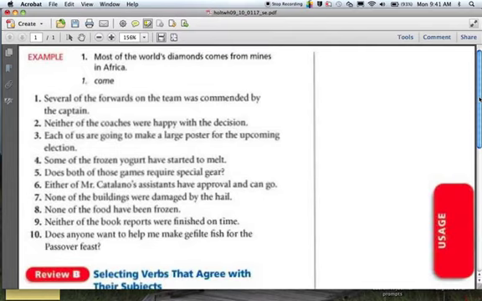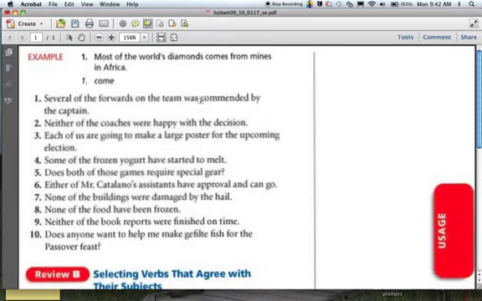You need to find the subject and the verb and see if they agree. If they do agree, write a C for correct. If they do not agree, change the verb. Remember, you're always changing the verb. The subject never changes. So go ahead and pause. Take a few seconds to do these 10, and then I'll come back and give you the answers.